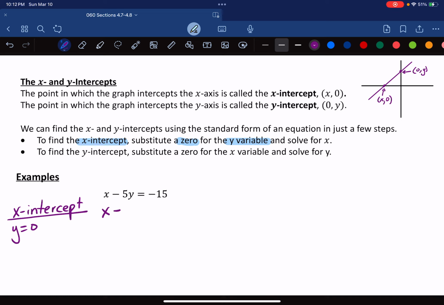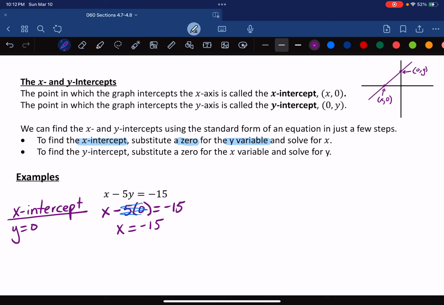So I'm going to take our equation, and where I see y, I replace it with 0. And the good thing about it being in standard form already, this works if it's not in standard form, but the good thing about it being in standard form already is I can do a lot of this mentally. 5 times 0 is 0, and in this case, we're just left with x equals negative 15.